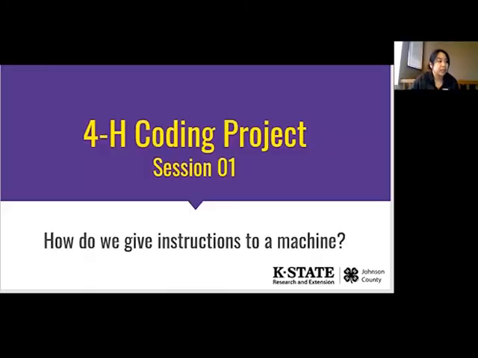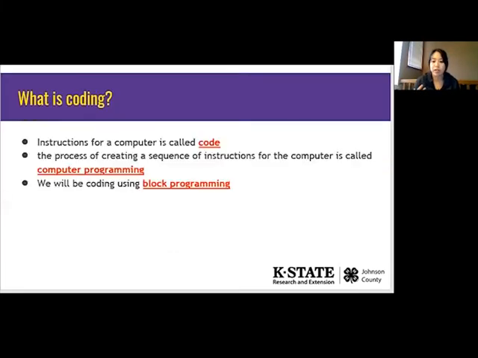And here we go. So when we're talking about coding, you are giving instructions for some kind of a machine. It can be a computer, it can be a robot, but you're writing the instructions. And the process of creating this sequence of instructions is called programming. So today you are going to be a programmer. We're going to use something simple. It's a very simplified language of coding, which is going to be called block programming.